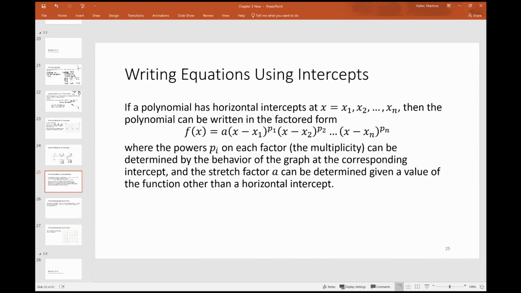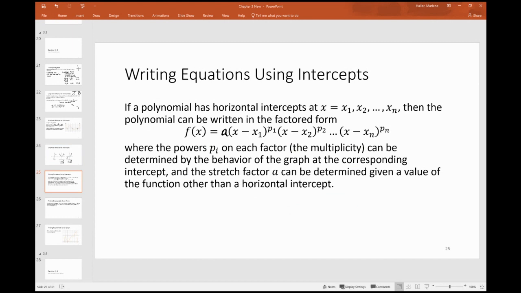All right, so let's talk for a little bit about writing equations for polynomials using the intercepts. If a polynomial has intercepts at some values, say x1, x2, all the way up to maybe xn, then the polynomial can be written in this factored form. There will be some stretch factor, a, and then all the zeros will be represented by factors. They will have some multiplicity on them as well.